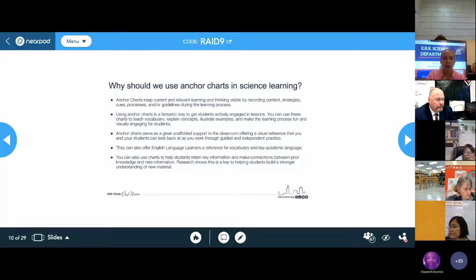But they're not colorful, they're not engaging, and students are not likely going to look at those nearly as much as if they've made their own little four-square vocabulary anchor chart, or if you've done a really colorful, neat anchor chart with the students, and you've got six of these from different classes up. They're more likely to keep looking and referring back to that than they are just a white sheet of paper with black letters printed on it. They explain concepts, illustrate examples, and make the learning process fun and visually engaging.